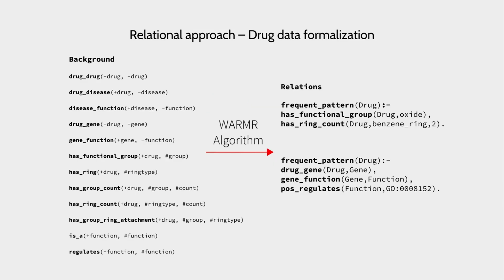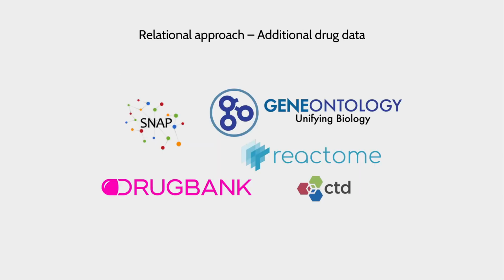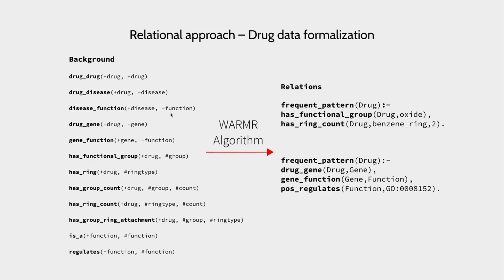So how do we do this? We take all that data from the previous slide and we formalized it in logic, as logical rules describing the different relationships between the different entities. What we're interested in learning here is, what do we know about a drug relating to everything else from the databases I just showed? So we formalized all of this as background knowledge in Prolog. And then using a relational learning algorithm called WoMa, we are able to learn these sorts of relations.